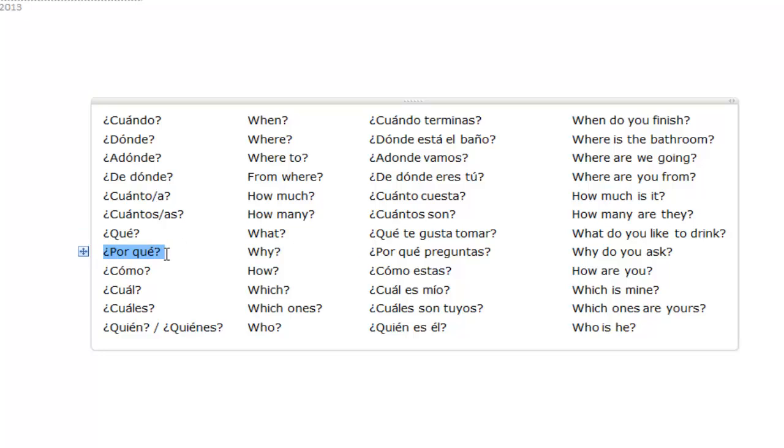And the next one is ¿por qué? Now what they do is they have two things in Spanish. Porque would be these two words joined together without the accent. And it's saying for what, for what purpose, why. That's what it means, for what purpose, or for what, or to what ends, why. ¿Por qué preguntas? Preguntar is to ask. Why do you ask? ¿Por qué preguntas? Why do you ask? So that's good for that one.